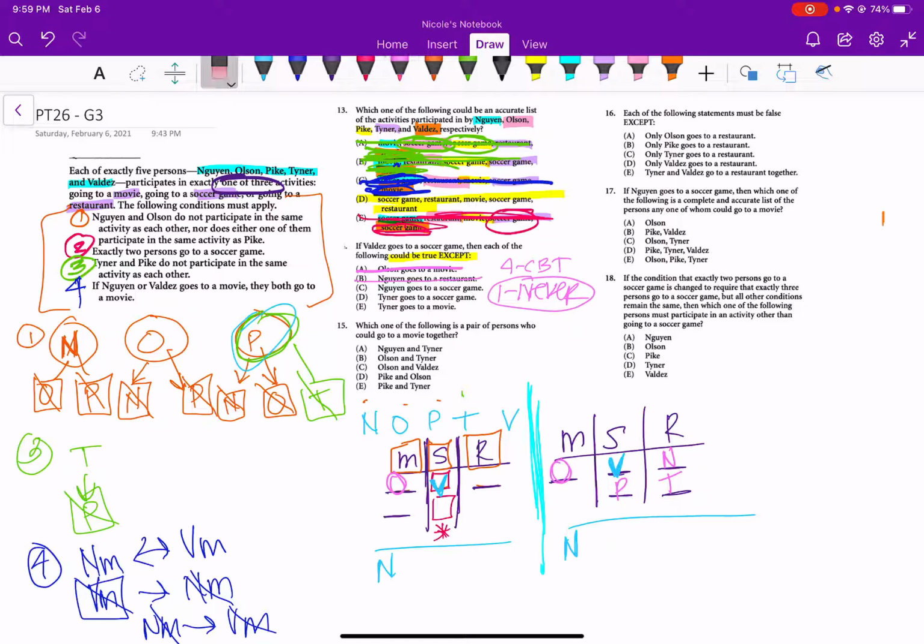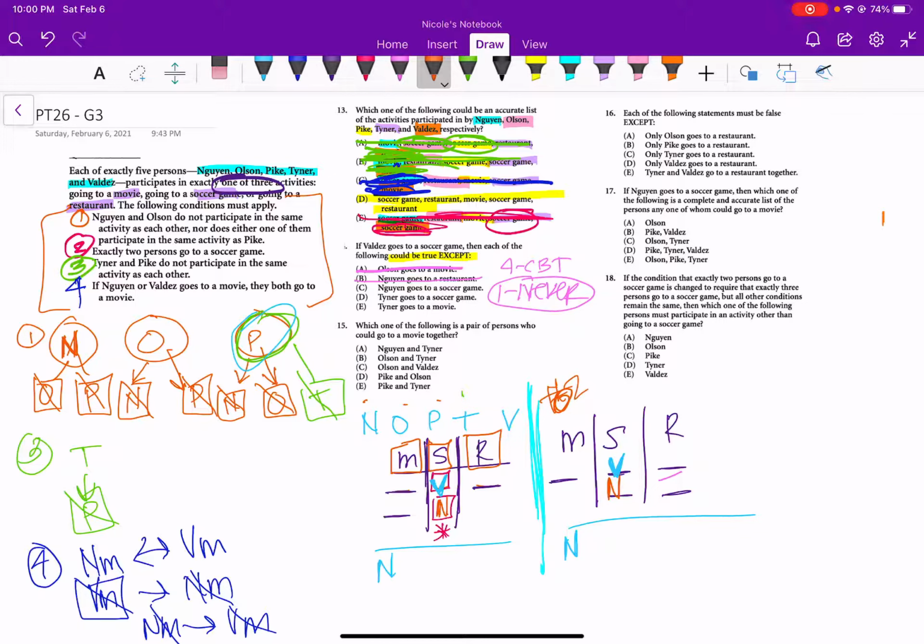All right, so now we're going to see if it can be true that N goes to a soccer game. So can we put N here? I'm just going to try one of them. And this one over here is a little bit easier to do, rule number 2. So I'm just going to try this one first and see if N can go to a soccer game.